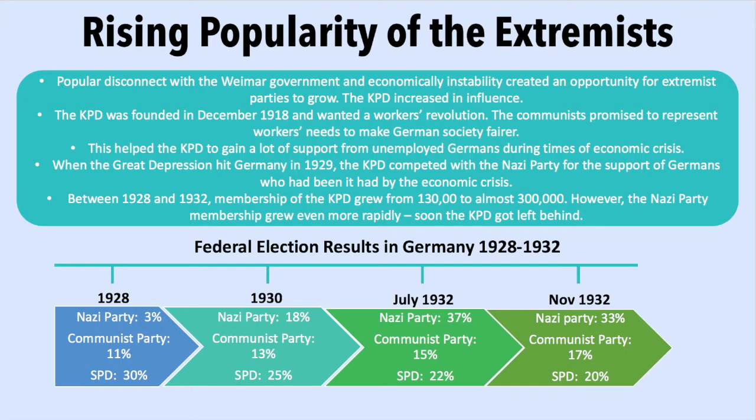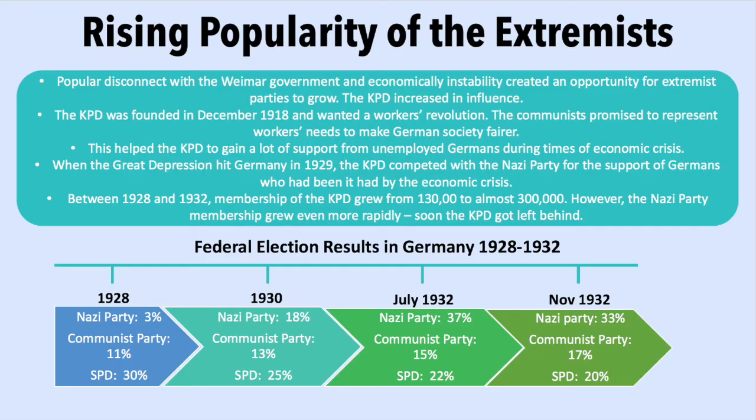When the Great Depression hit Germany in 1929, the KPD competed with the Nazi Party for the support of Germans who had been hit the hardest by the economic crisis. Between 1928 and 1932, membership of the KPD grew from 130,000 to almost 300,000. However, the Nazi Party membership grew even more rapidly. Soon the KPD got left behind.